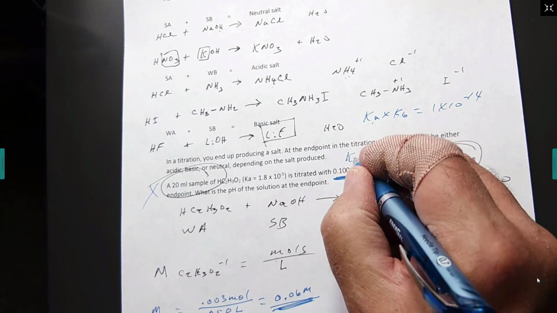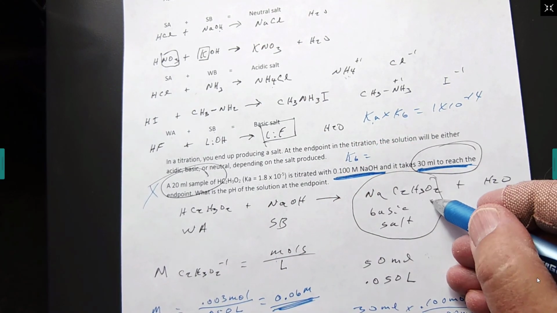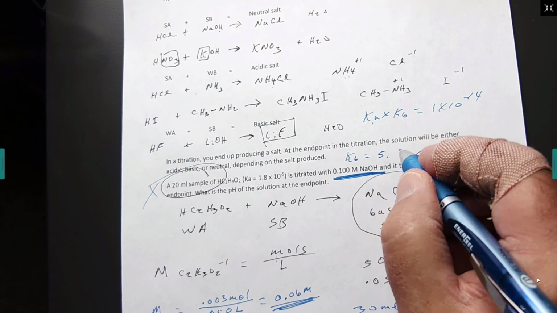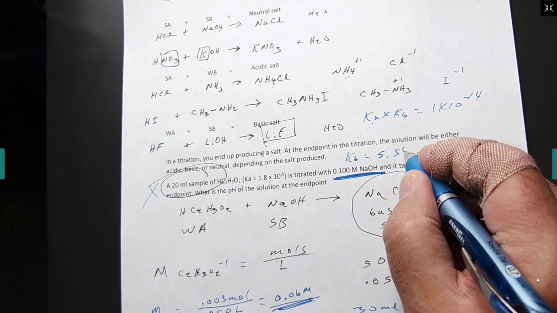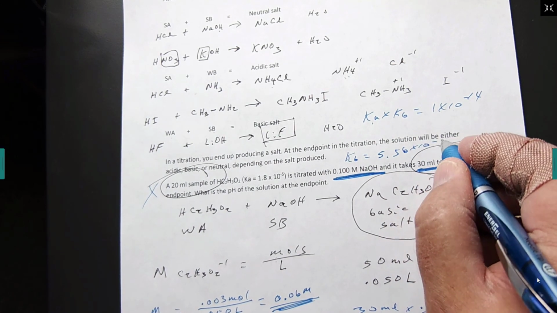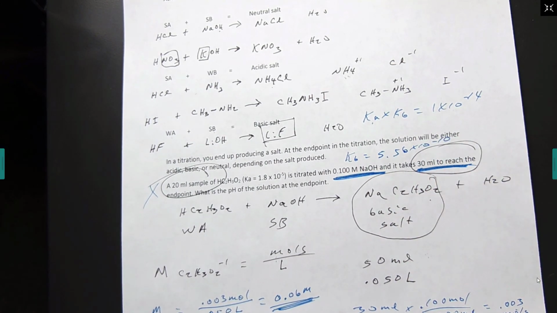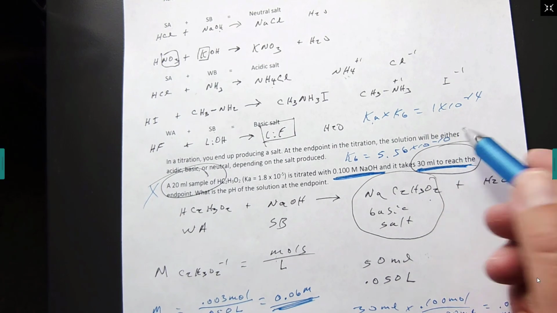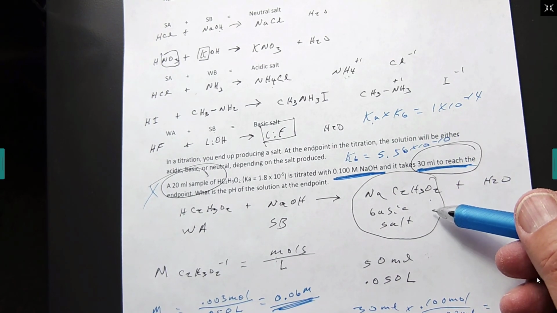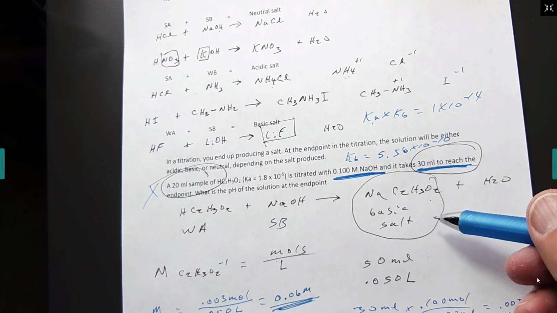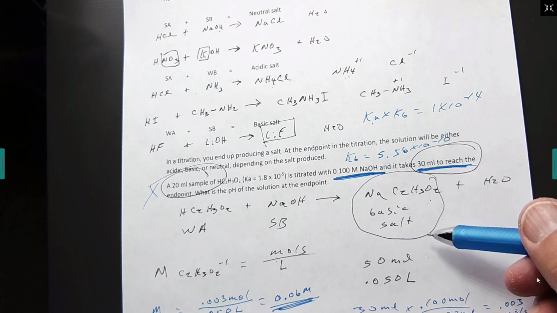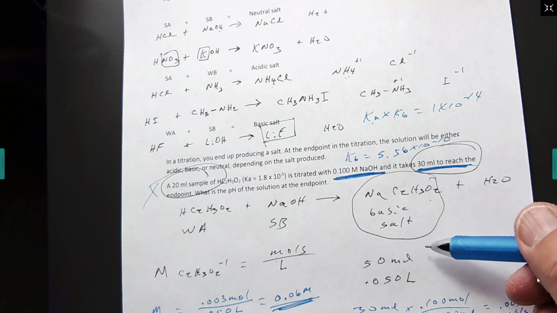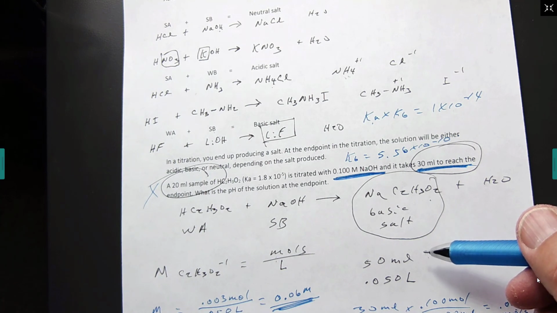Kb for this compound is going to be 5.56 times 10 to the minus 10th. All right, so I got my Kb value. I know it's a weak base problem. I can make an ice table, solve for X. X, of course, represents the hydroxide concentration, and from there I can find the pH.